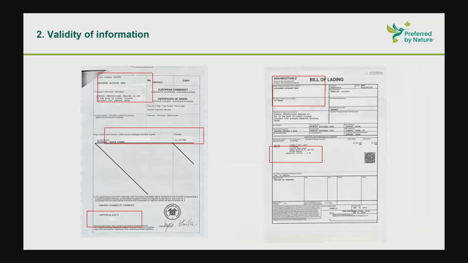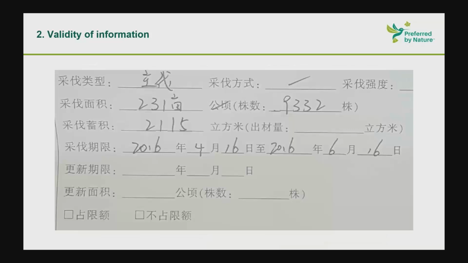Also very important is to keep an eye on the visual aspects of the documents that you're provided with. Here, I hope you see it quite well. It's quite obvious that some fields have been tampered with and some fields have been blanked out, and new information has been written on top of the original information. This might be a less obvious example, but I'm curious to see if some of you will pick up on anything unusual about these documents.